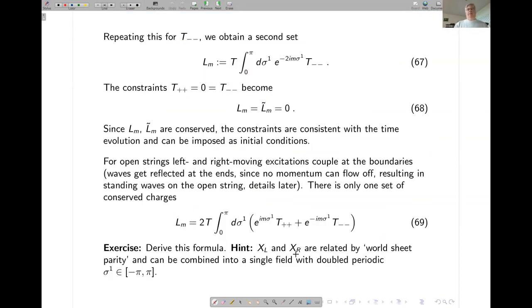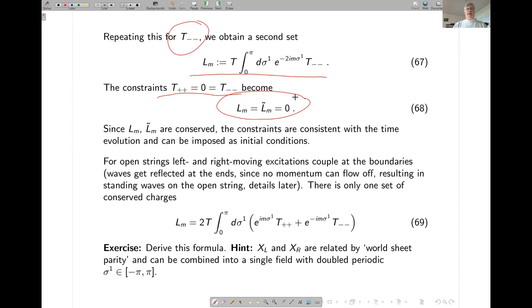Good, so this gives me one infinite set of conserved charges for T++. For the closed string, the same happens for T--, and then I have a second set. That means also that our constraints, which are the vanishing of the plus-plus and minus-minus components of the light-cone energy-momentum tensor, become the two times infinitely many conditions L_m equals L_m tilde equals 0. But we now have a great insight because we have just shown that these quantities are conserved. So they are independent of worldsheet time.